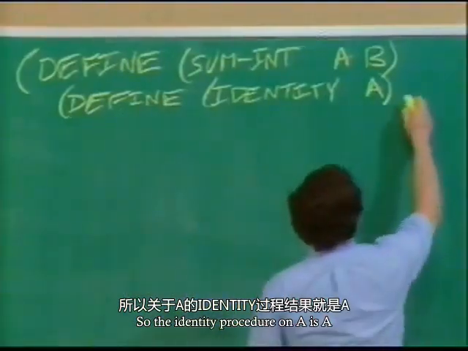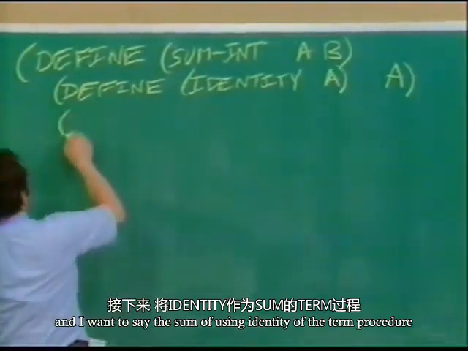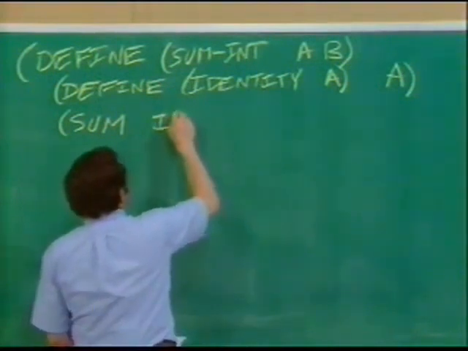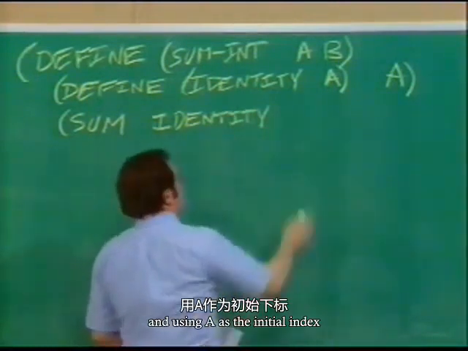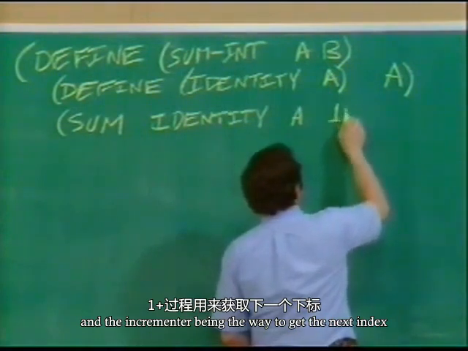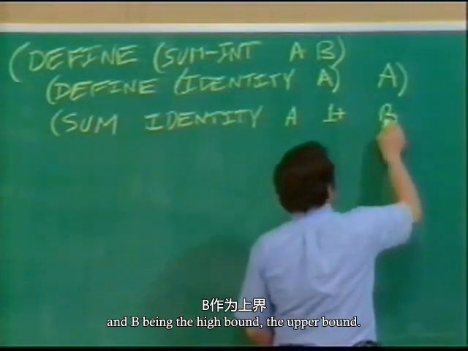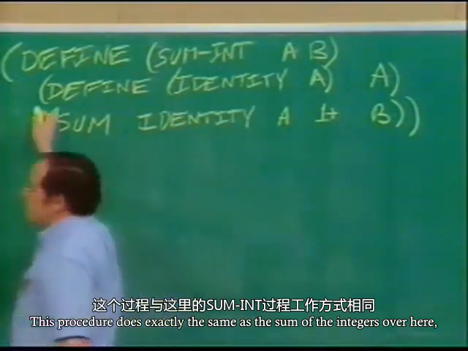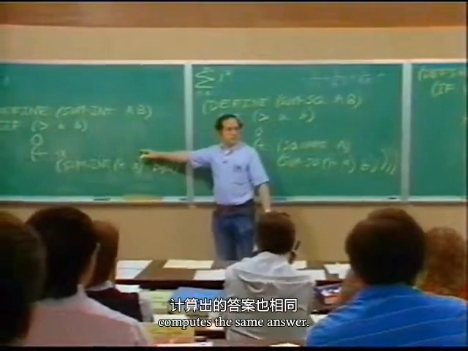So the identity procedure on A is A, or X or whatever, and I want to say the sum of using identity as the term procedure and using A as the initial index and the incrementer being the way to get the next index and B being the high bound, the upper bound. This procedure does exactly the same as the sum of the integers over here. Computes the same answer.